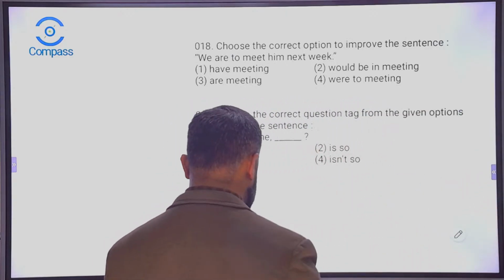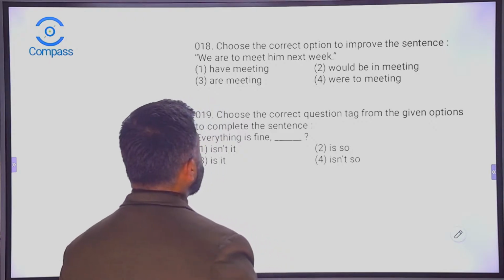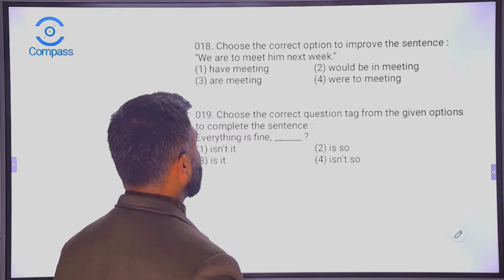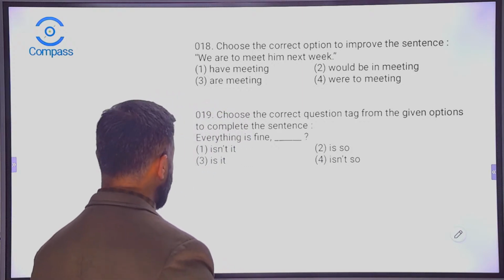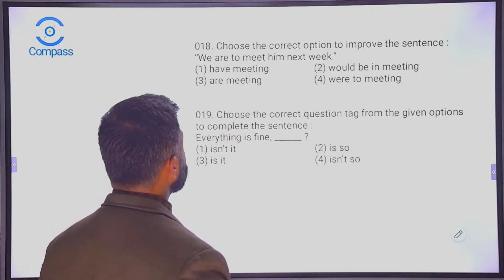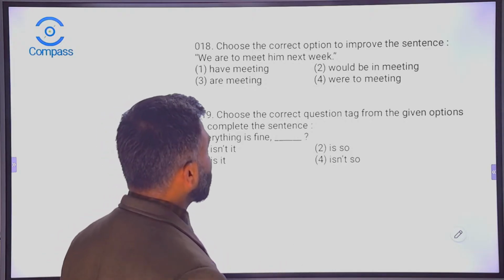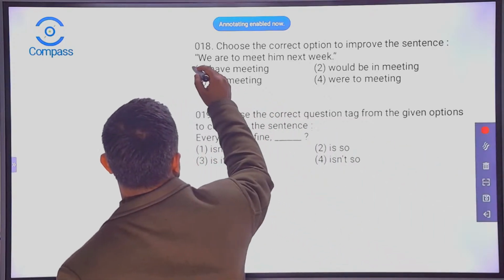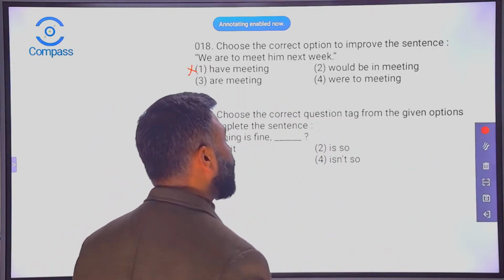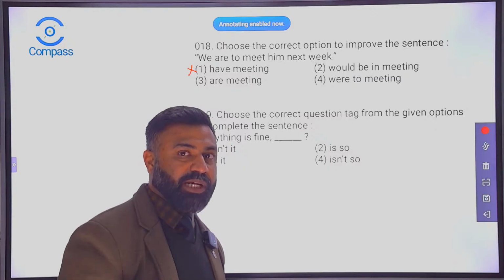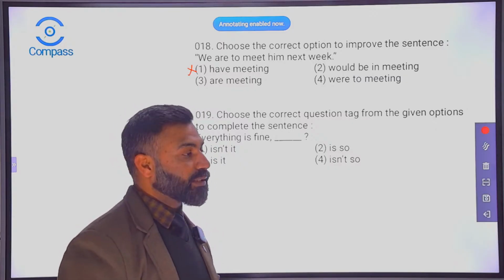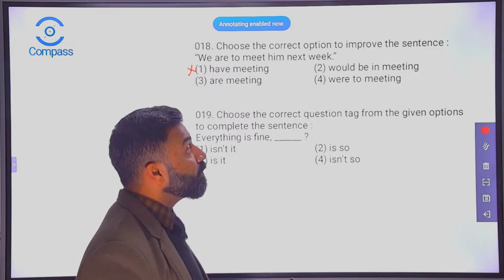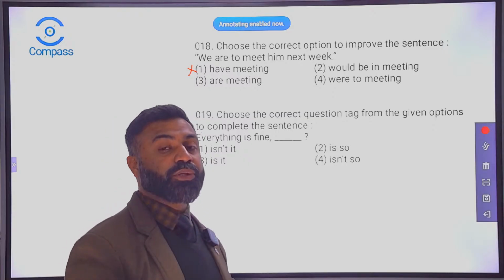Question number 18 we are going to see. Choose the correct option to improve the sentence. We are to meet him next week. Okay, so we have meeting him next week. No, that's wrong. So option one is wrong. This is again coming from the chapter tenses, right? As I talked about the usage and I talked about the structure. So here comes the usage. How are you going to use it?